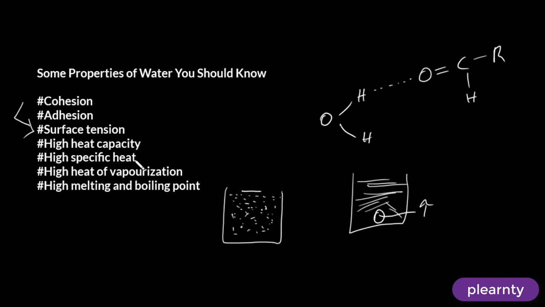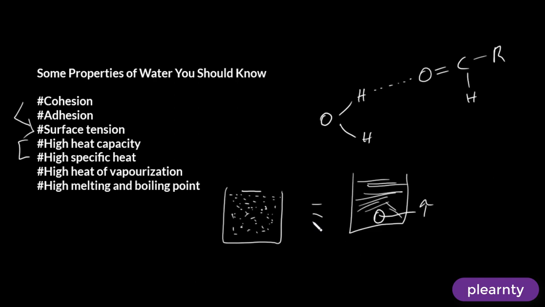So water also has high heat capacity, which means that water can actually take more heat before it changes its state, and it has high specific heat, which means that before water can rise by 1 degree in temperature, it's going to accept more heat energy to itself, and this is because of the hydrogen bond in water.